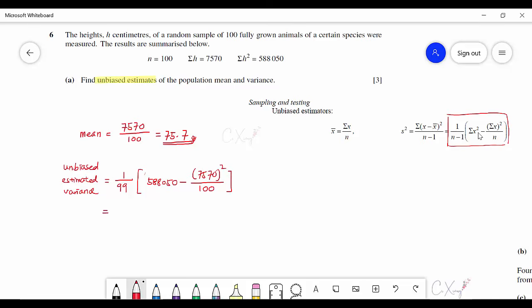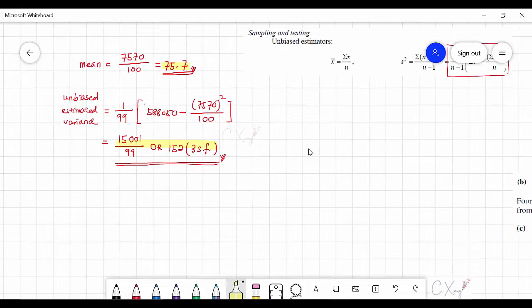Okay, then again by just pressing the calculator, you should get 15001 over 99, or you can change it to 3 significant figures, which is 152. All right, so this is the unbiased estimated variance. Okay, so we are done with part 1, which is very, very straightforward. Then now we will continue to part B.